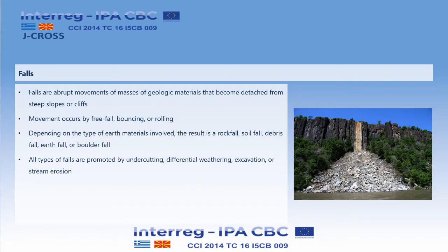Falls are abrupt movements of masses of geologic materials that become detached from steep slopes or cliffs. Movement occurs by free fall, bouncing, or rolling. Depending on the type of earth materials involved, the result is a rock fall, soil fall, debris fall, earth fall, or boulder fall. All types of falls are promoted by undercutting, differential weathering, excavation, or stream erosion.